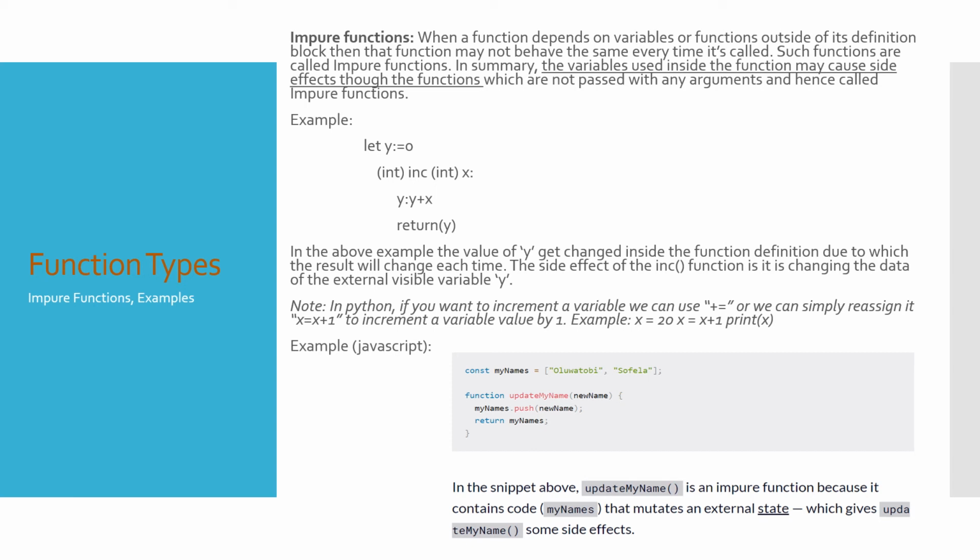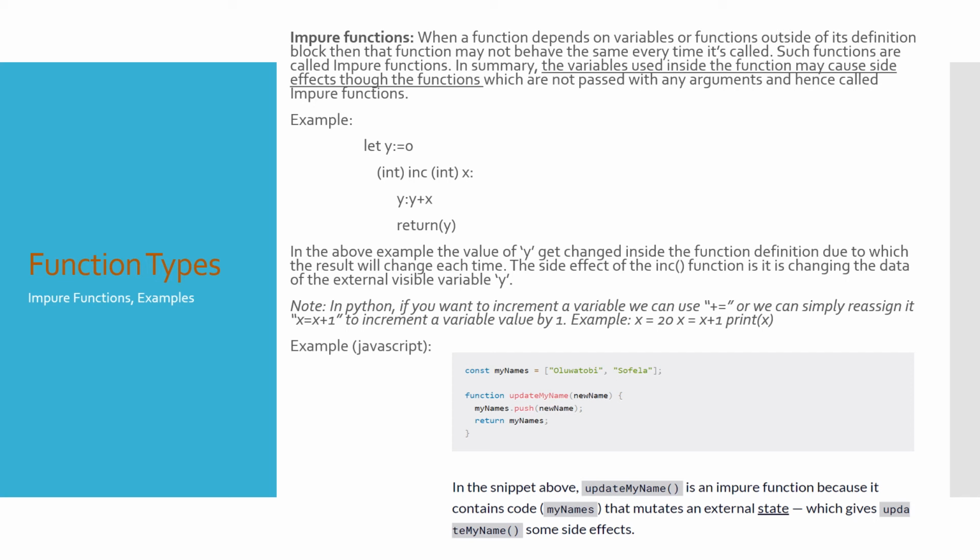So in this example, the value of y gets changed inside the function definition, due to which the result is going to change. So you can see that y has got y plus x. It's also dependent not just on the y value, it's also dependent on the x value. So every time one of them can change, the net y value is going to constantly change.